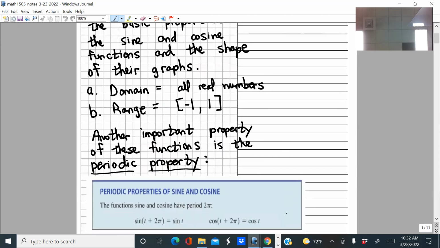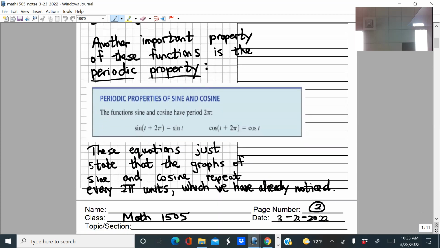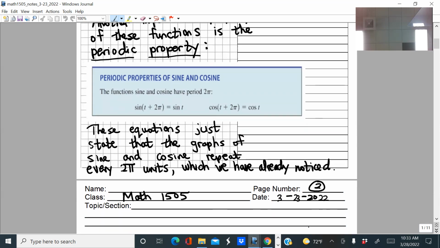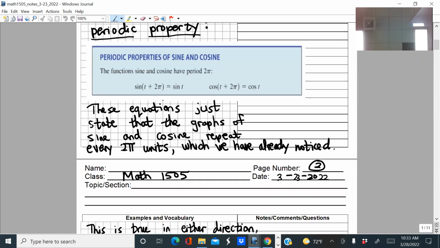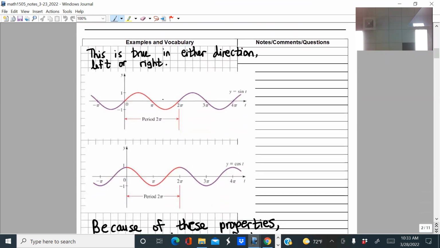And then an important fact that we had already noticed about the sine and cosine curves is that these curves are what is called periodic. That means they oscillate and they repeat. The curve repeats every 2 pi units. That's what this property is stating in mathematical terms. So if you look at the sine curve or the cosine curve, here are their graphs.